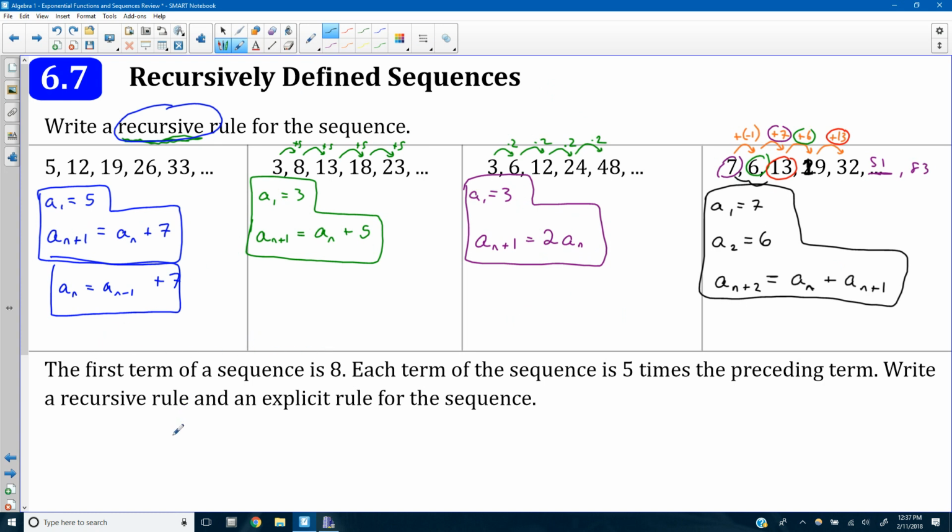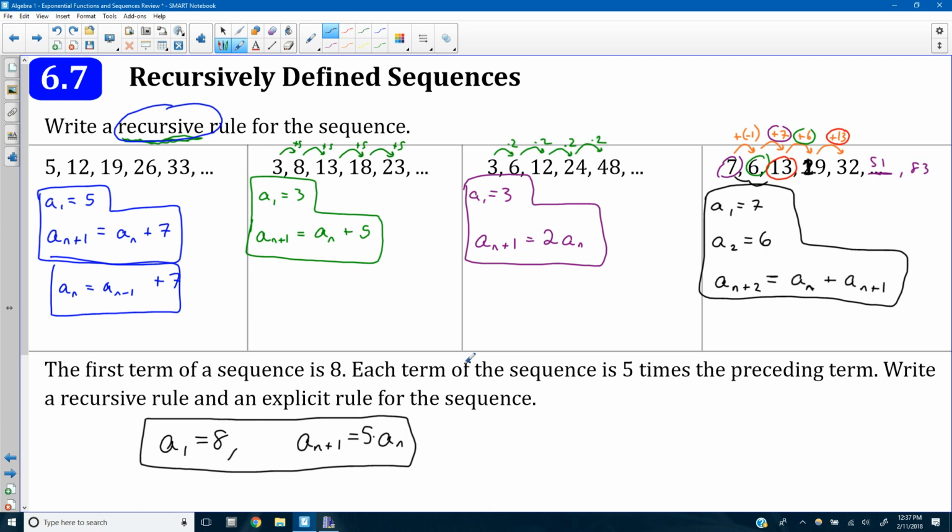The first term of the sequence is 8, so a sub 1 equals 8. Each term of the sequence is 5 times the preceding term. Write a recursive rule and an explicit rule for the sequence. First I'm going to start with the recursive rule. To find the value of the next term in a sequence, I will take the term before it and multiply it by 5, 5 times larger than the previous one. So there's a recursive rule, starting from a sub 1 equals 8. And I need a sub 1 equals 8 to expand that.